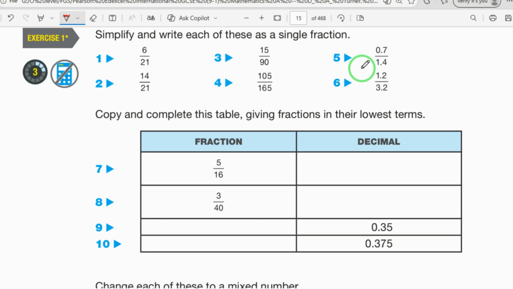Today we are going to work out and simplify this Exercise 1 from the Edexcel book by Pearson. Simplify and write each of these as a single fraction.